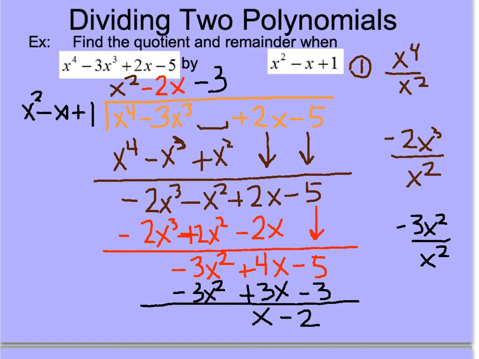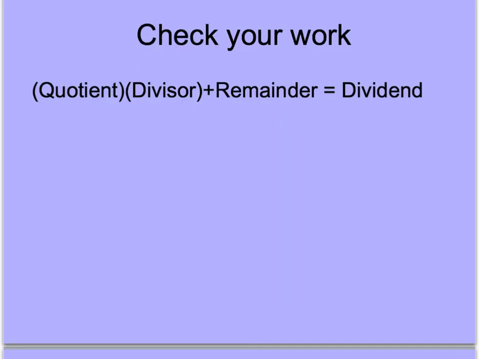So our final answer, we would say we have a quotient of x squared minus 2x minus 3 with a remainder of x minus 2, because x squared will not divide into x. So we are done with this problem. And again, as a reminder, you could check your work if you would like. These problems take a little time to do, but they shouldn't be too difficult to do.